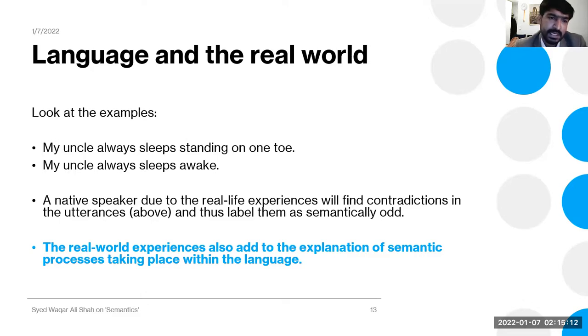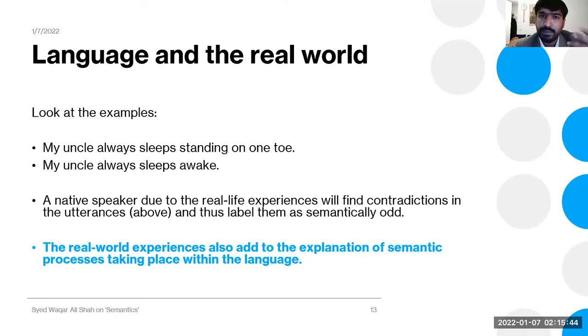So it's not possible: my uncle always sleeps awake, and my uncle always sleeps standing on one toe. Though syntactically they are correct, when we look at the semantics, they may be contradictory. So real world experiences also aid the explanation of semantic processes taking place within the language. That's what Chomsky always suggests. For example, Chomsky said that the language acquisition device is something which is innate, but it is something which is triggered by the environment.